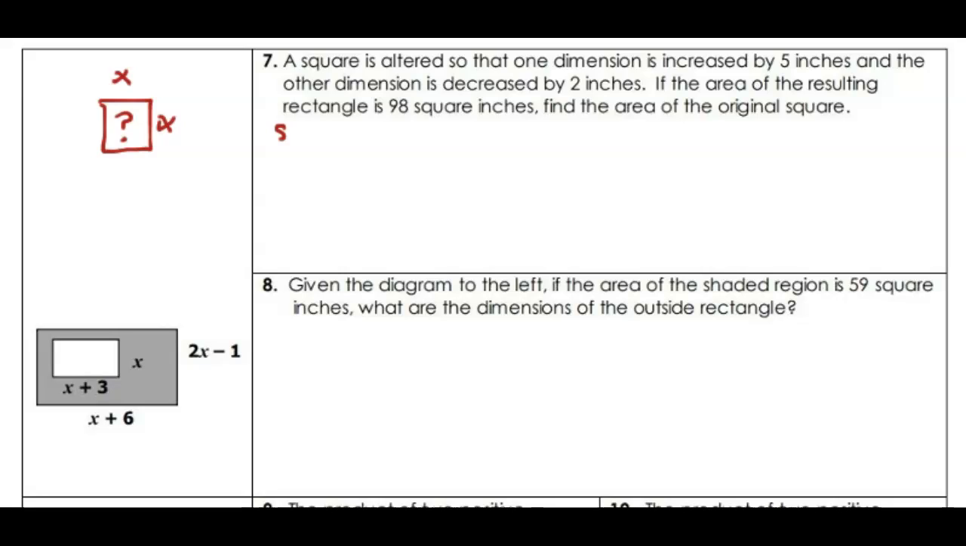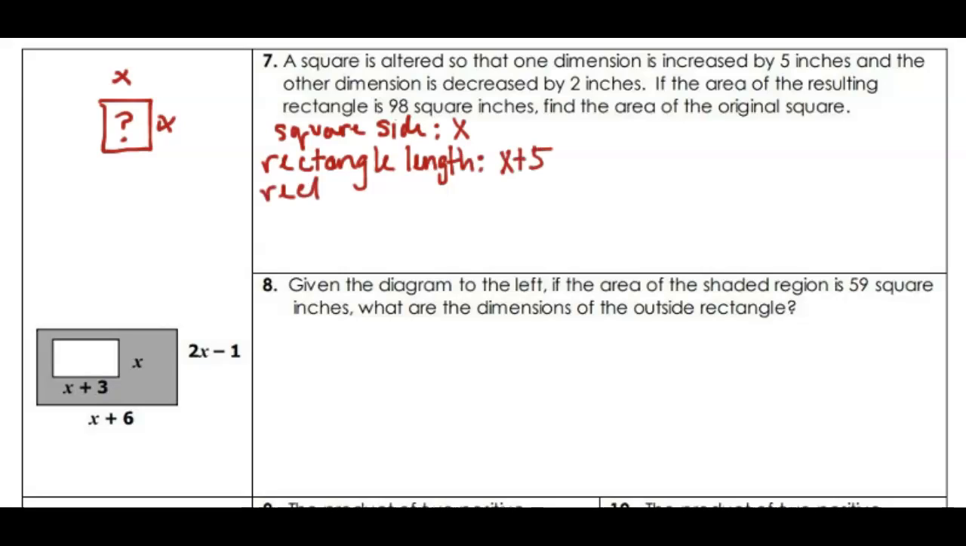Now we're told that the square's length is increased by 5, so it becomes a rectangle now. So the rectangle's length is going to be x plus 5. And then we're told that the other dimension is decreased by 2, so the rectangle's width is going to be x minus 2. And we're told that that area is 98 square inches.